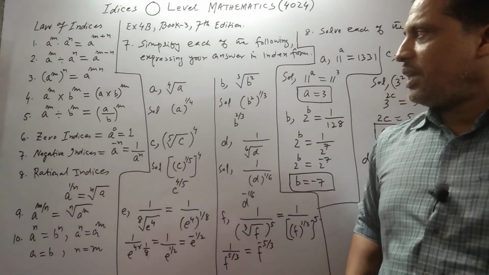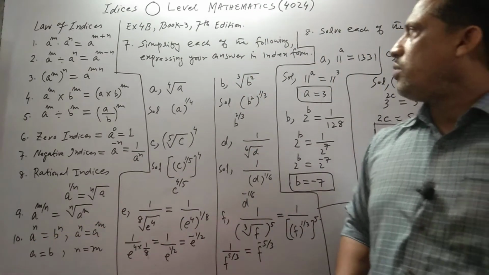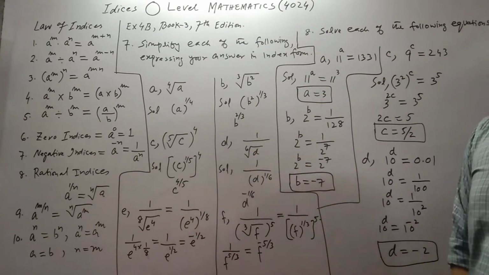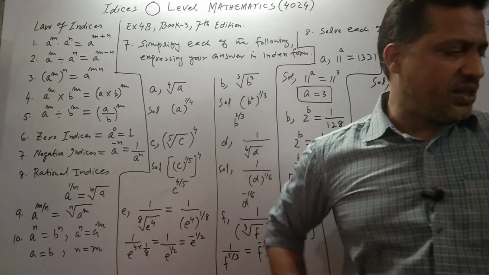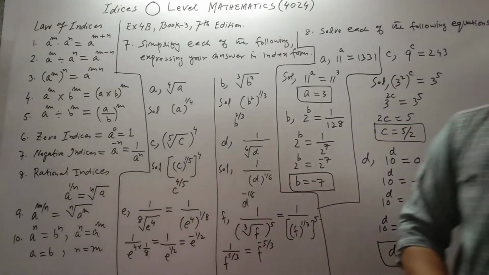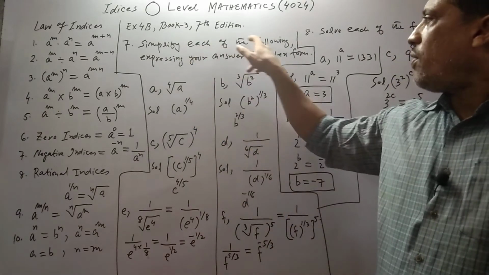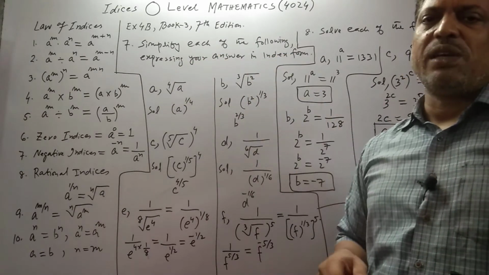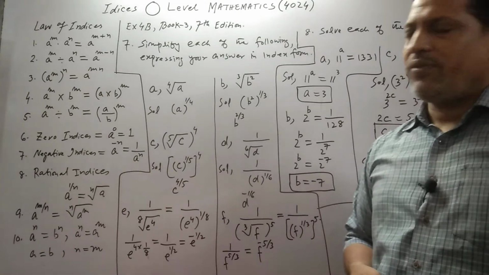What is law number 10? We will see in question number 8. So first have a look at question number 7. Question number 7 is very easy. Simplify each of the following, expressing your answer in index form. Index means power form, exponent form.